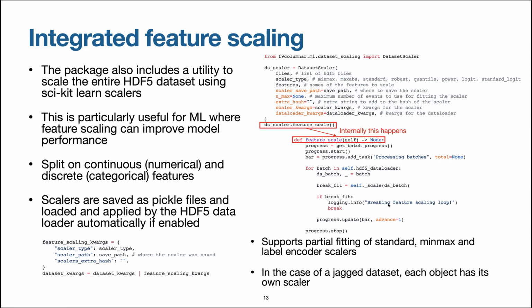And just to mention, it supports partial fitting for standard, min-max, and label encoder. And partial fitting means that the scaler will compute its parameters for the whole data set, so it's not limited by memory. And it also supports the jagged datasets where each object has its own scaler.